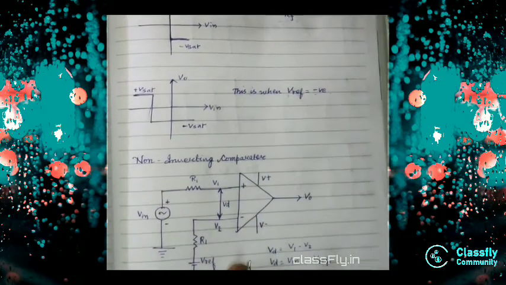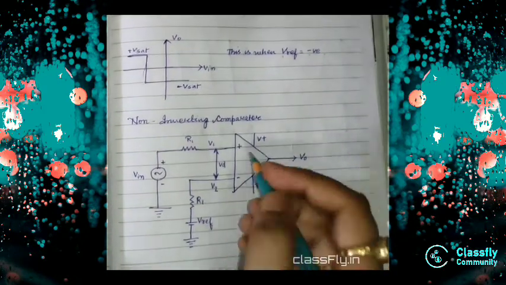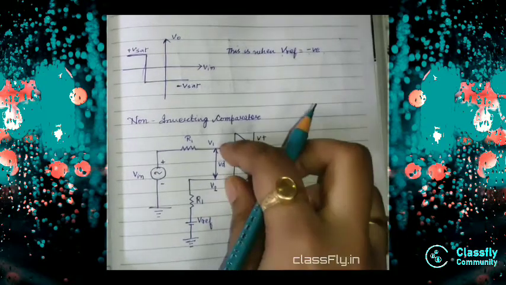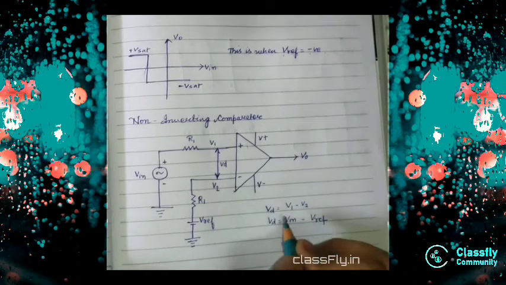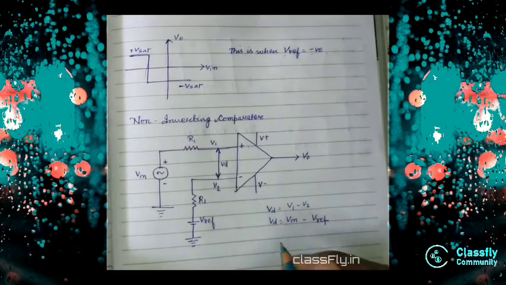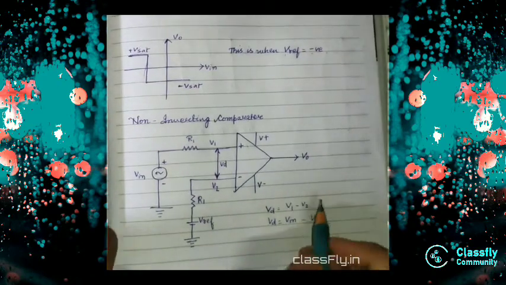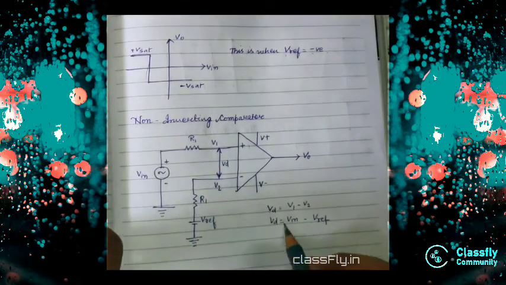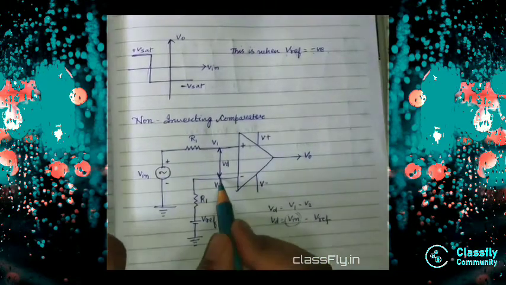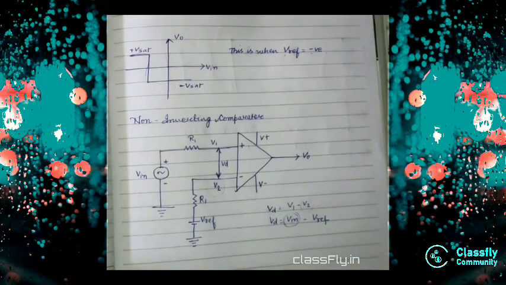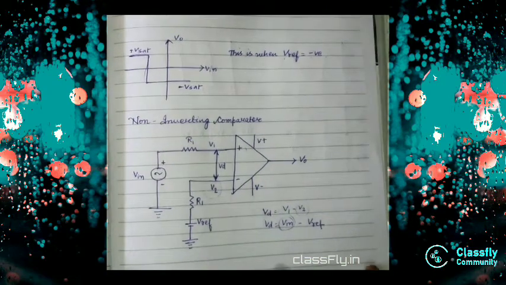Now we will deal with the non-inverting comparator. Here we will give the input in the plus part, that is the non-inverting comparator. Similarly we can denote it here also. Vd is equal to V1 minus V2. Now Vd equal to Vin minus Vref also we can write. Why is V1 Vin? Because we are giving the input to the terminal in the non-inverting part, so Vin is V1 and V2 will be the Vref. Okay, so we can write the difference like this also.